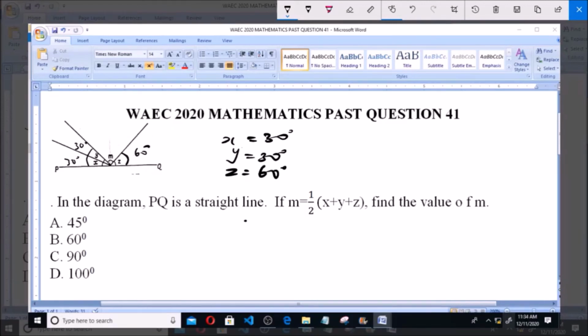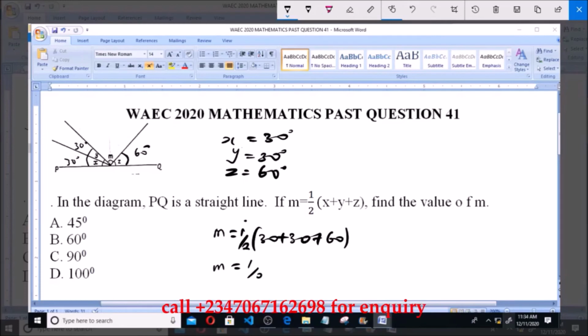So from this, since it is given that m is equal to half of x plus y plus z, therefore m is equal to half of 30 plus 30 plus 60. So m is equal to half of 120, so that is equal to 120 all over 2, which is equal to 60 degrees. So m is equal to 60 degrees, and that is option B.